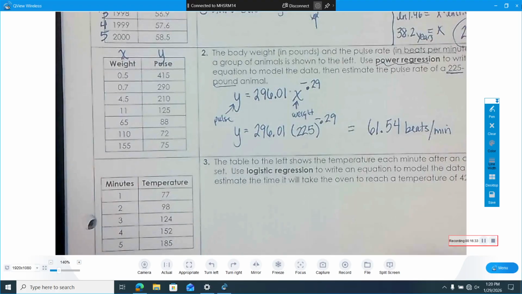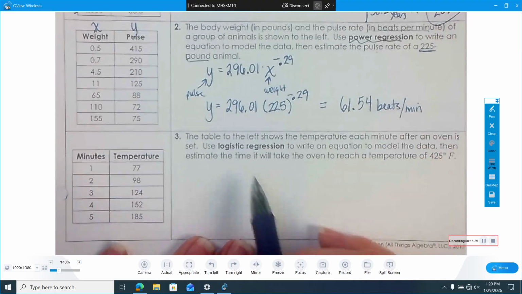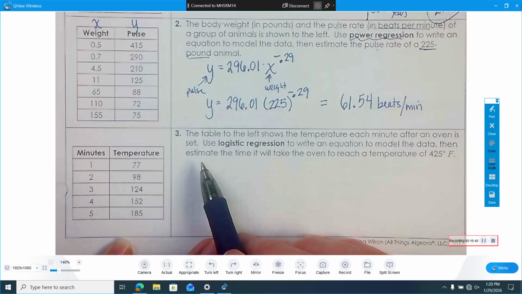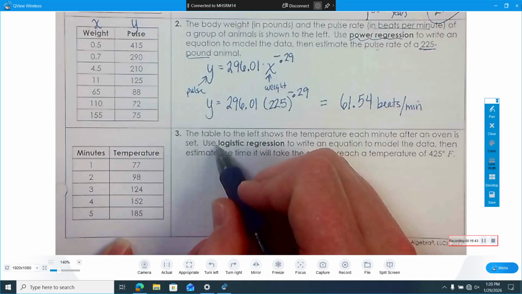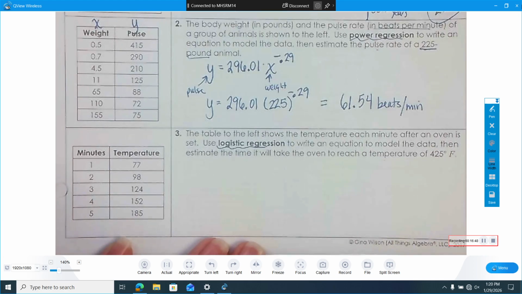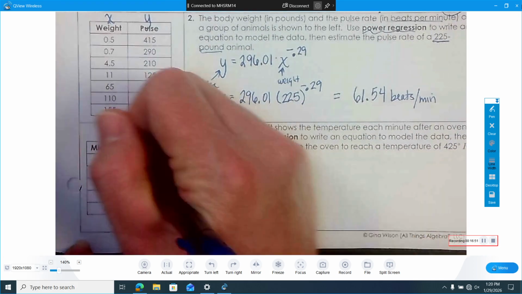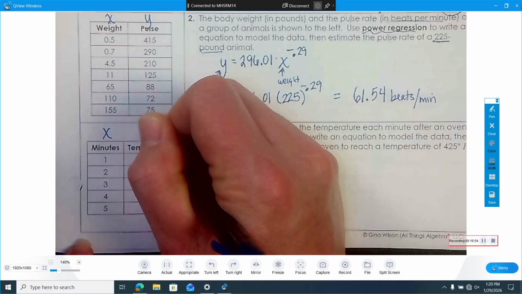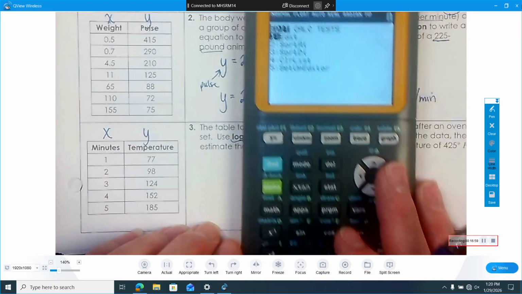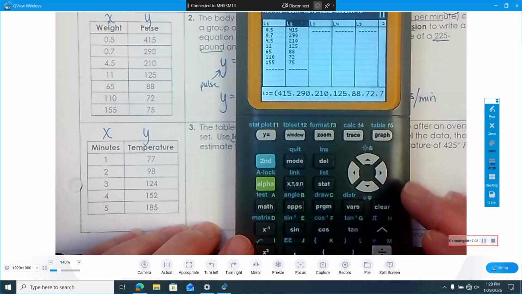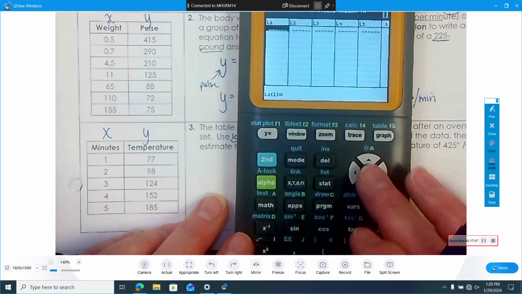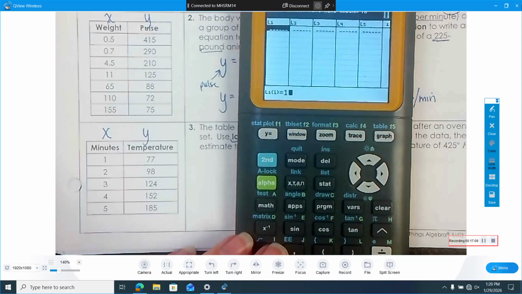All right. Let's look at number 3. The table to the left shows the temperature each minute after an oven is set. Use logistic regression to write an equation to model the data, and then estimate the time it'll take for the oven to reach a temperature of 425. So again, with my table set up like this, X is minutes and Y is going to be the temperature of our oven. So again, I'm going to go back to Stat and Edit and clear my list. So highlight L1, do clear and enter. Highlight L2 and do clear and enter, and then you're good to go.